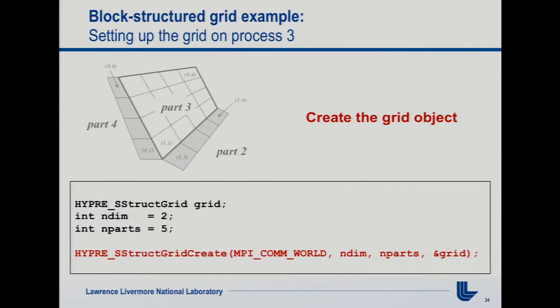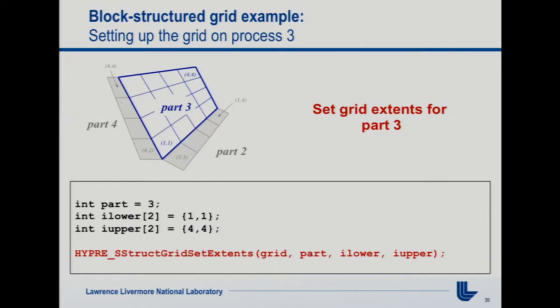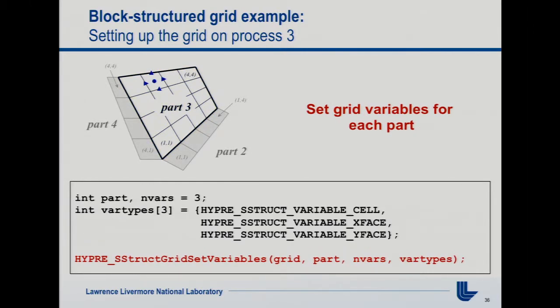All right. So let's start with the grid. You say create, and this is what I'm basically trying to build in this example. I get a grid object back. I again call setExtents to give the lower and upper corner. And then the other thing is I have to make this setVariables call and tell it I've got cell-centered variables, x-face variables, and I have 3 different kinds of variables on this grid.